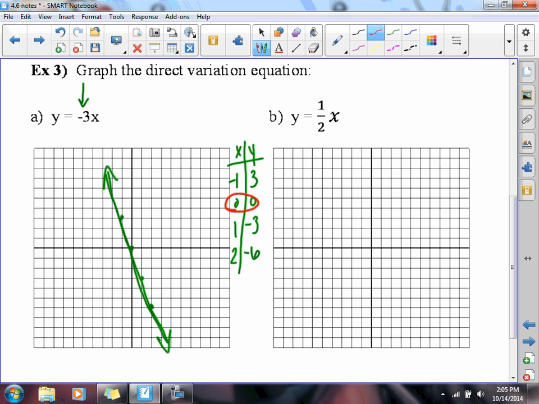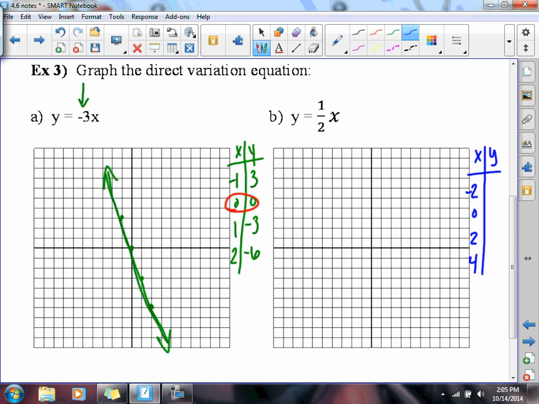Okay? So even if you don't remember that these are direct variation equations, you can still make a table of values and graph them. So for part B now, I'm still going to make my table of values with x and y, but I want to be a little more strategic in the types of numbers that I pick now for x, because my equation is y equals 1/2 x. So whatever number I pick for x, I'm going to have to multiply it by a half. So I want numbers that I know I can take half of, that I can divide by 2. So let's pick -2, 0, 2, and 4.